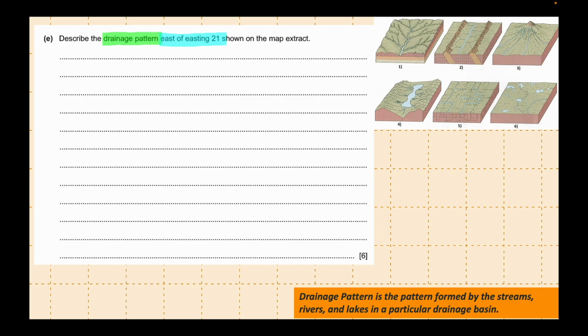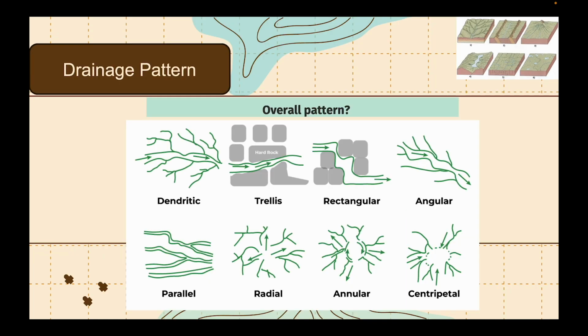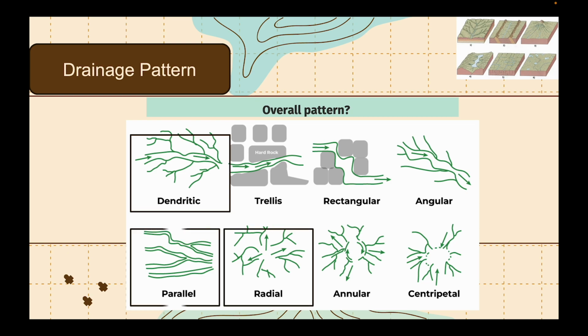Describe the drainage pattern east of Easting 21 shown on the map extract. So when we talk about drainage patterns, what it's referring to here is the pattern formed by the streams, rivers and lakes in a particular drainage basin. So the first thing to consider is the overall drainage pattern. There are really 3 you need to consider here that are likely to come up in the exam. The first one, dendritic, the second one, radial, and the third one, parallel, or you could also use the term linear here, going in straight lines.